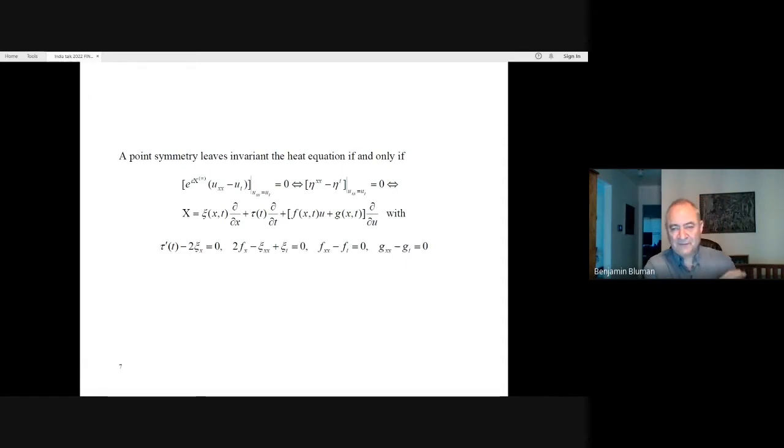And then one can show that for the heat equation, the infinitesimal xi does not depend on u. It only depends on the independent variables x and t here. And the infinitesimal tau depends only on the variable t. And being a linear equation, it means that the infinitesimal for u, which I called eta, is linear in u. And then you get a system of determining equations for the symmetries reduces to three equations listed below for the tau, f, and the xi.